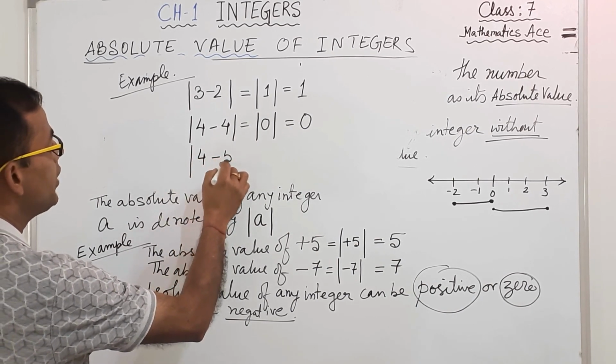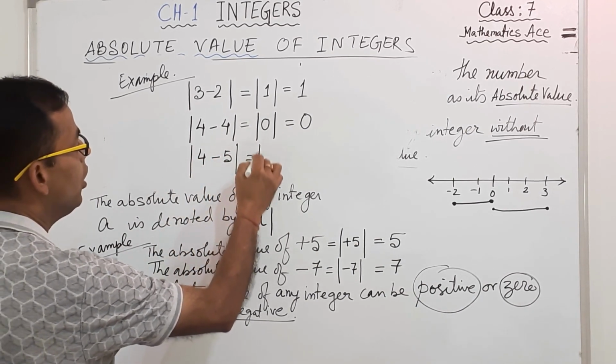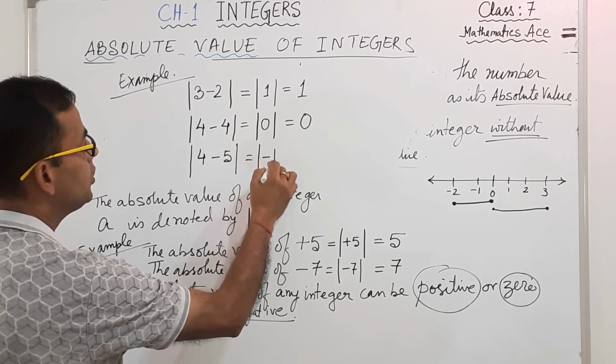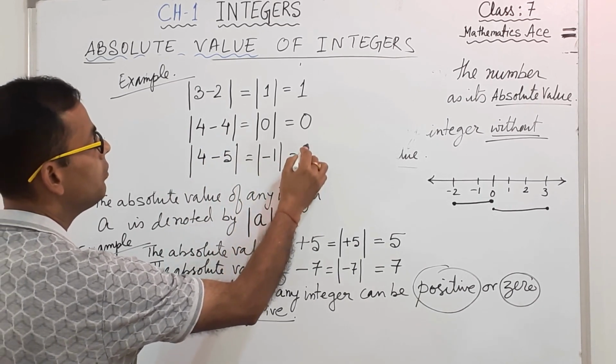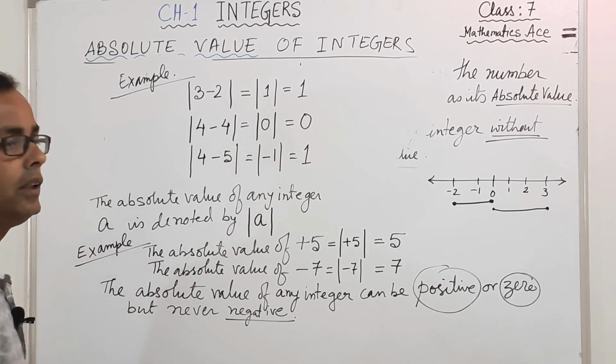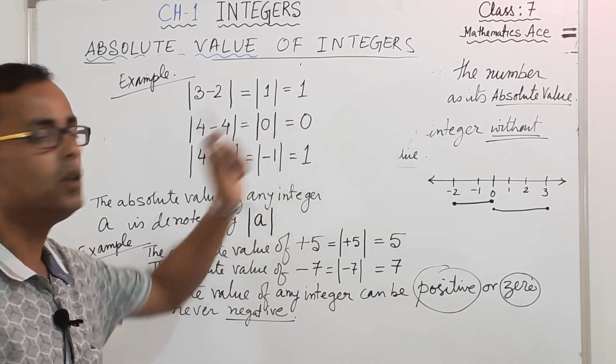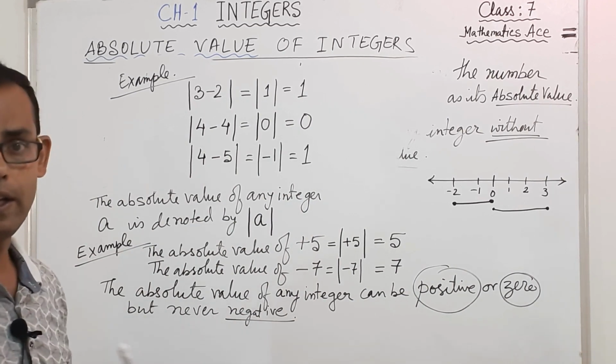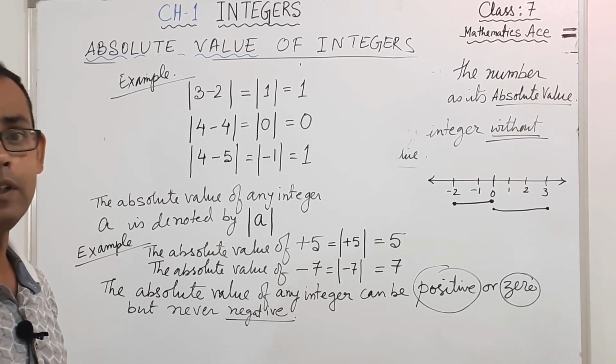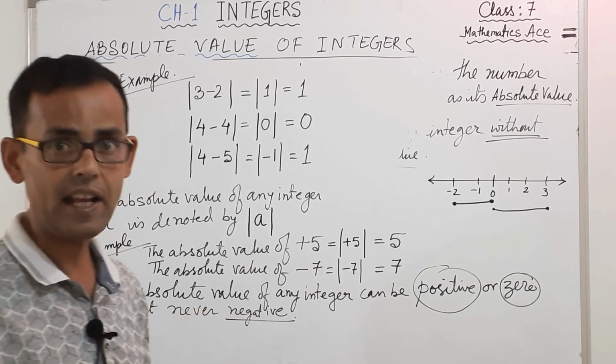Now if I take another example, 4 minus 5, so it will come minus 1. Clear? But the answer will be 1 only. So you can see it is positive or 0, but it will never be negative. Clear or no? Now we will move on to the next part.